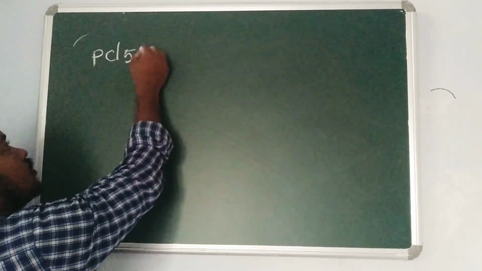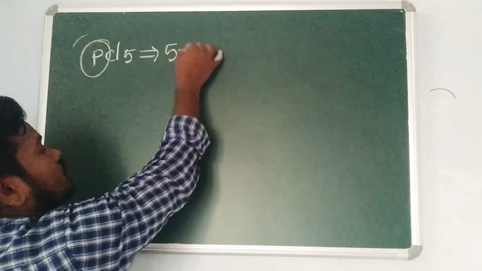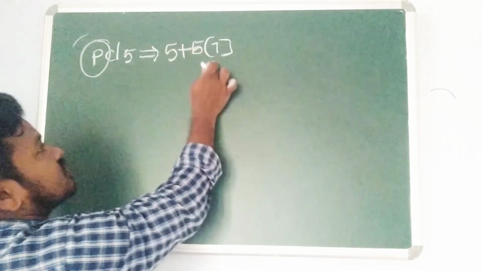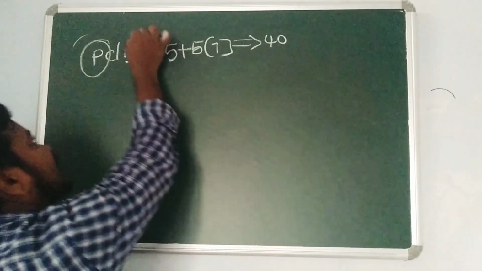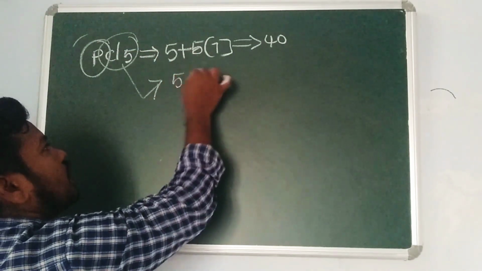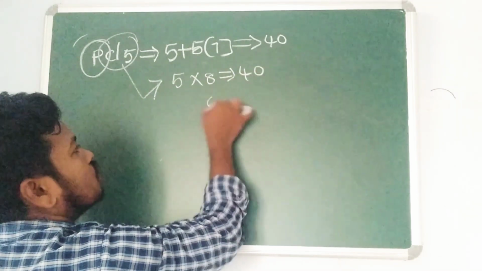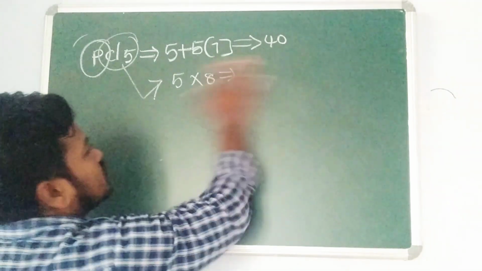PCl5. Total valence electrons on phosphorus is 5. Each chlorine has 7, so 35 plus 5 is equal to 40. For the chlorines, we have to multiply by 8, so 40 minus 40 is equal to 0, which means 0 lone pairs. Next example.